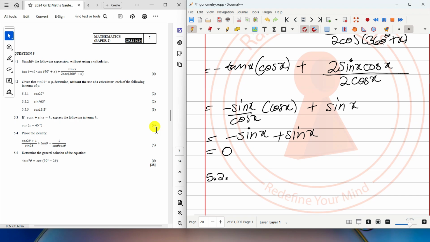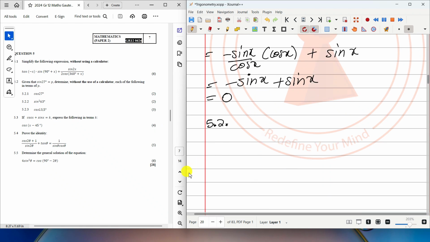5.2, given that sine 27 degrees is equal to p, determine without the use of a calculator each of the following in terms of p. So 5.2.1, cos 27 degrees. I'm going to draw a triangle here. So it is 27 degrees, 90 degrees. Now these two angles are composite angles, right? Is that what you call them?